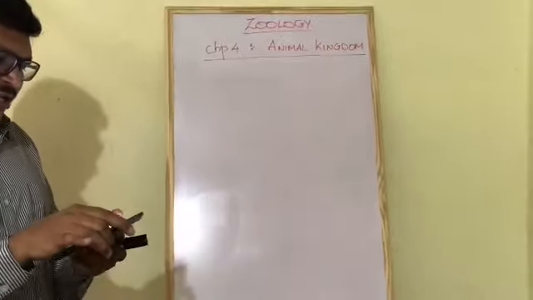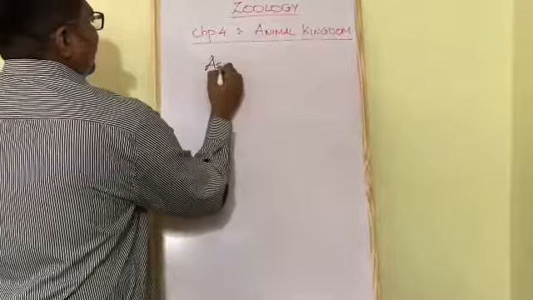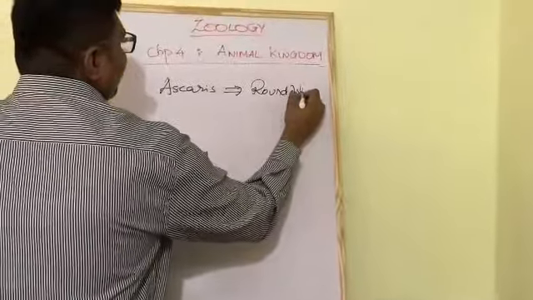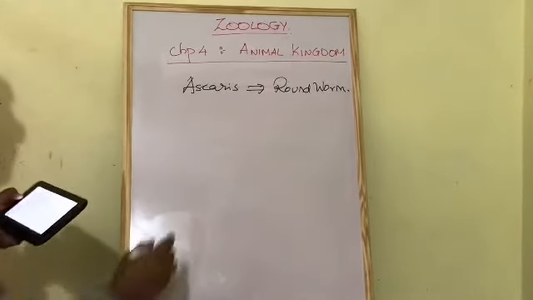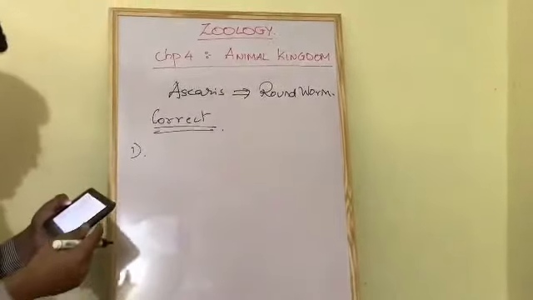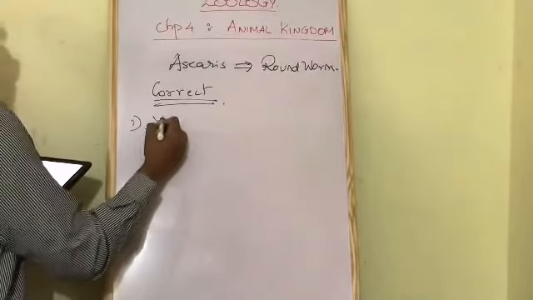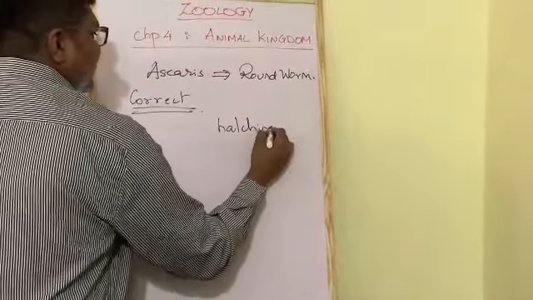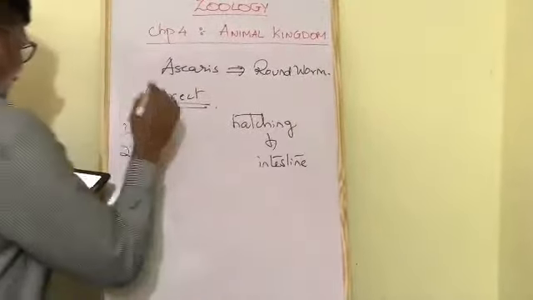Question number 11 says choose the correct statement with reference to Ascaris. Now again, Ascaris belongs to phylum Aschelminthes. Commonly it is called a roundworm. We have to choose the correct statement out of the 4 statements given. The first statement says hatching of embryos takes place in the stomach due to lytic enzymes. Option number 1 is incorrect, because the hatching of the eggs takes place in the intestine. It doesn't take place in the stomach. So option number 1 is wrong.